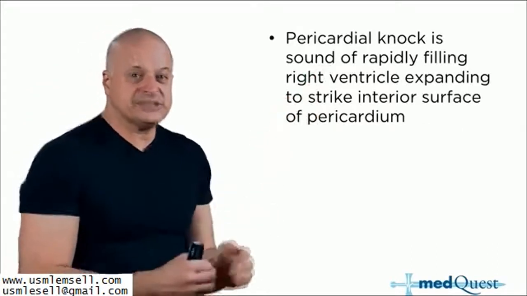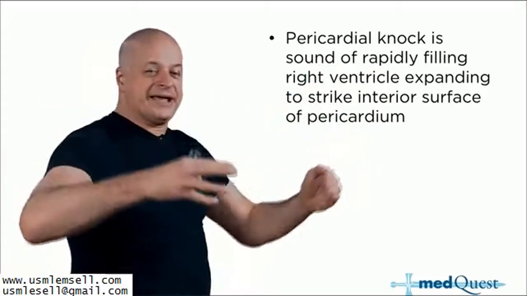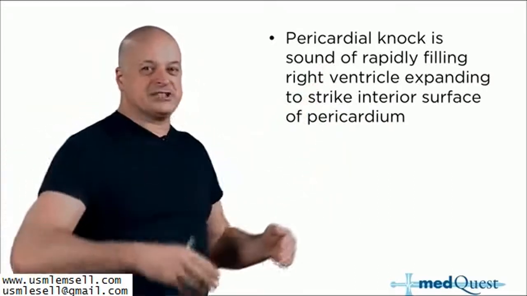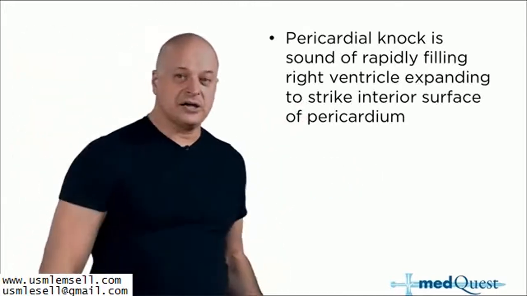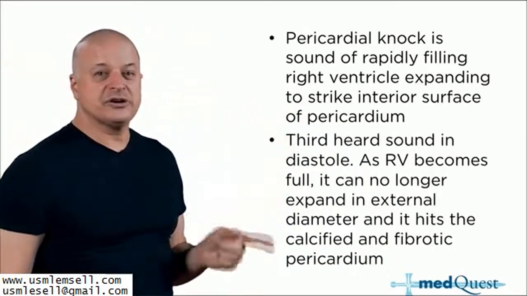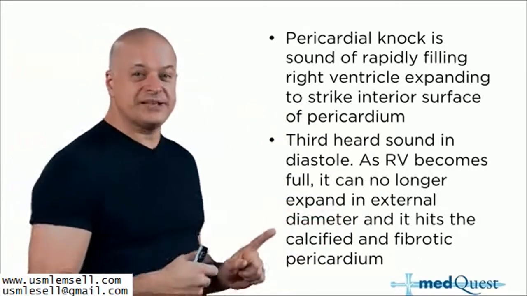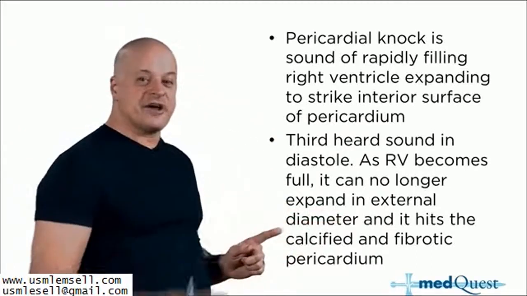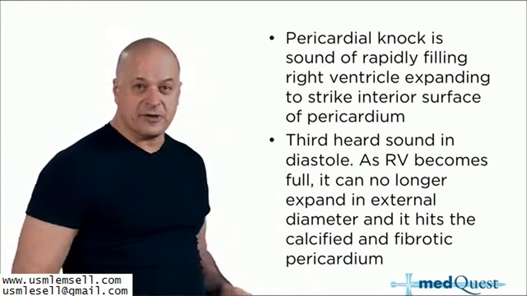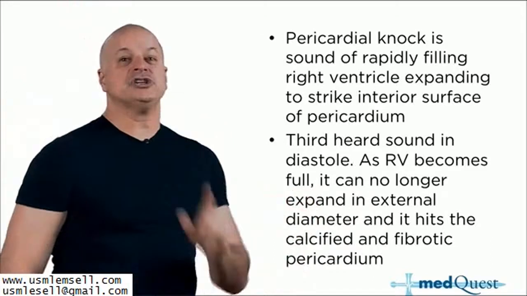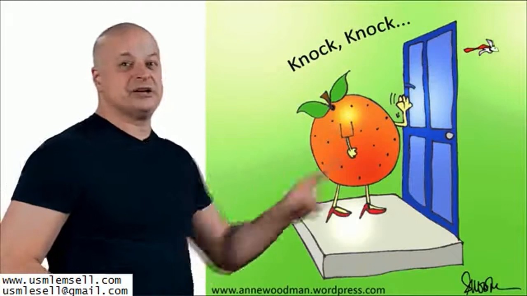The pericardial knock is the sound as the ventricle fills, bang, it hits the pericardium. Ventricular filling hits the pericardium with a knock, pericardial knock. So it's a third heart sound in diastole as it's filling. Because as it becomes full, it can't expand in diameter because it's a calcified fibrotic pericardium. That calcified fibrotic pericardium hits with a knock and makes an extra sound when it stops filling.